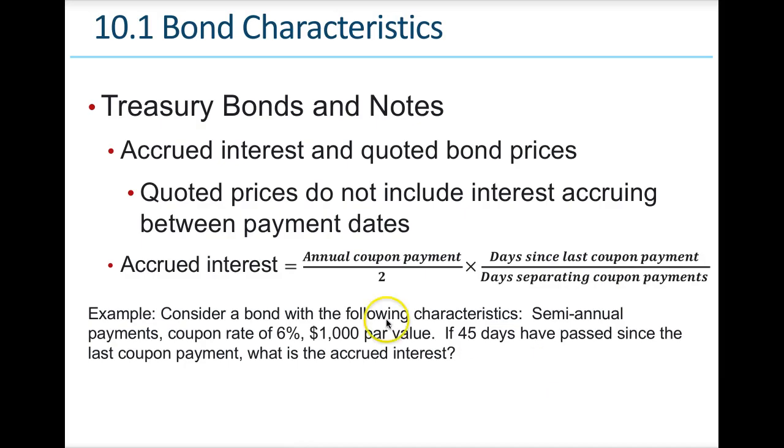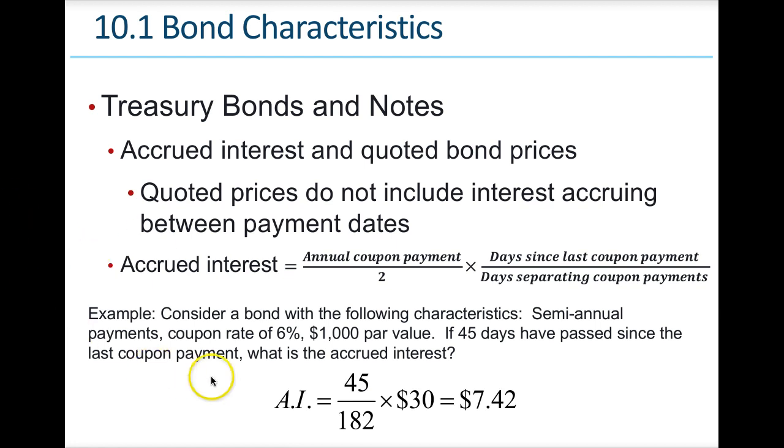Okay. So let's talk about Treasury bonds and notes. They have accrued interest in quotable bond prices. Now, for the interest on Treasury bonds, you take the annual coupon payment and divide by 2 because it's a semi-annual interest structure. So you get your interest twice a year. So if it's a 6% bond, you're going to get 3% interest every 6 months. And if we take the days since last coupon divided by the days separating coupon payments, you can get the accrued interest so far on the bond. Bond prices do not include interest accruing between the payments, but you can calculate it here.